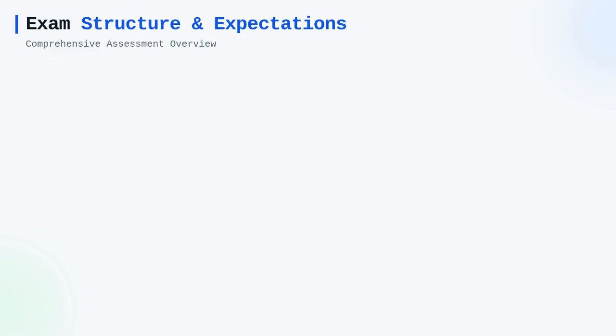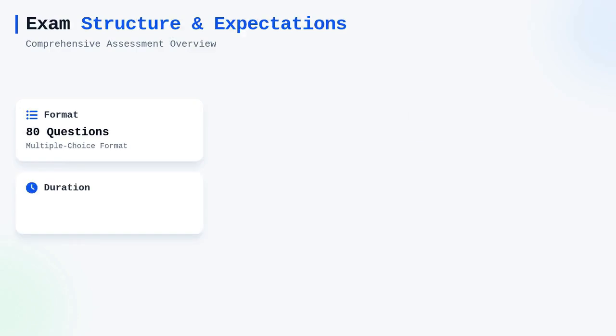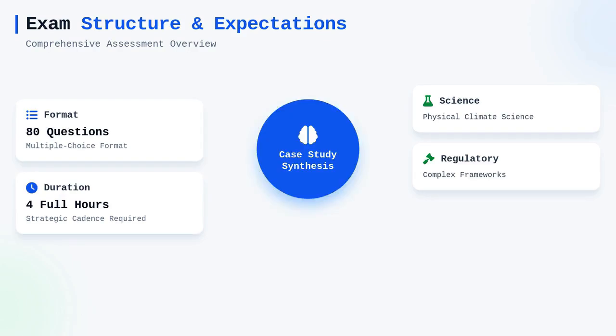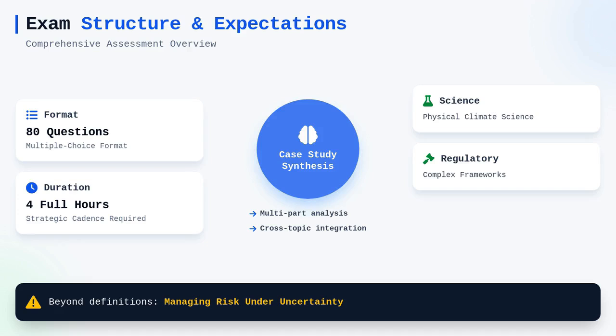The exam itself consists of 80 multiple-choice questions that cover a vast breadth of material, ranging from physical climate science to complex regulatory frameworks. You are granted 4 hours to complete the assessment, which implies a distinct cadence for how you handle each question. A significant component of the exam is the integrated, multi-part case study, which tests your ability to synthesize information across disparate topics. This is not simply a test of your knowledge regarding definitions, but a test of your ability to manage risk under uncertainty. You must become comfortable with the interdisciplinary nature of the curriculum, where scientific data intersects with financial policy.